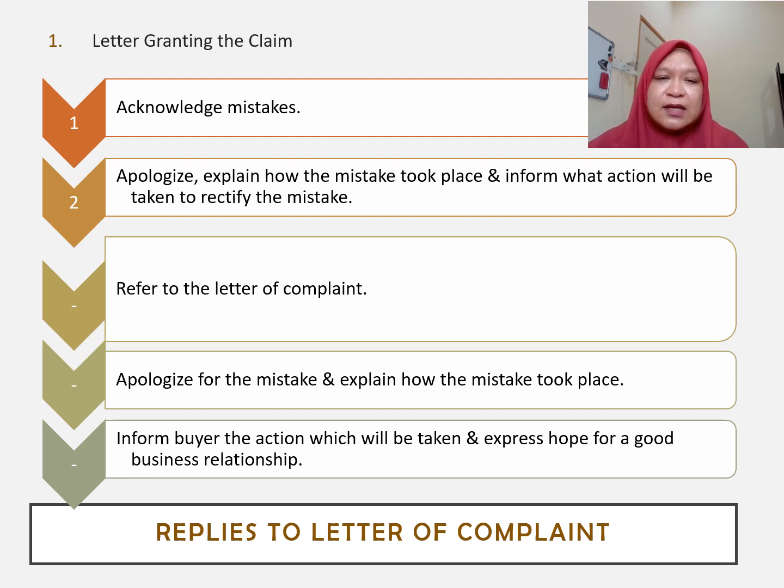Refer to the letter of complaint, apologize for the mistake, and explain. First you refer to the letter of complaint, and then you apologize, and then you have to explain why the mistake took place, give the reason so that the receiver will understand your situation. Then inform the buyer of the action which will be taken and express hope for a good business relationship. So let's say that you want to send out a new product, or you want to send out a coupon because of your bad services, and then you hope that in the future the customer will still want to do business with you.